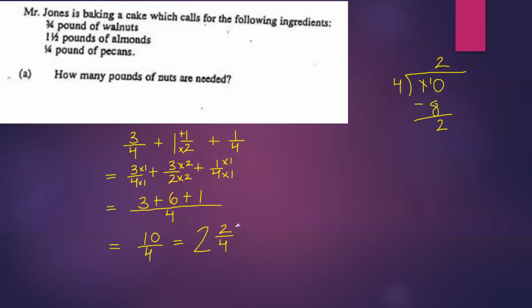Are we done? No, sir, definitely not. We can divide these two by 2. It's going to be equal to 2, and 2 divided by 2 is 1, and 4 divided by 2 is 2. So the answer is 2 and 1 over 2.